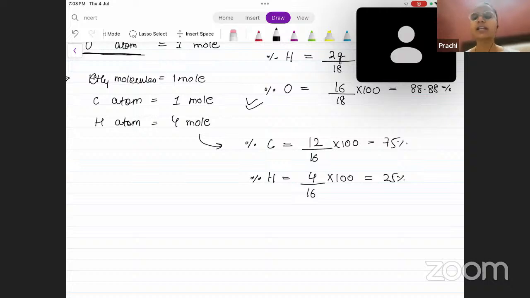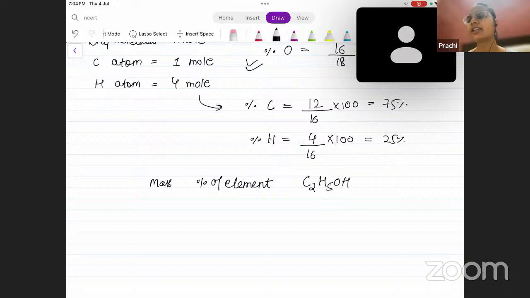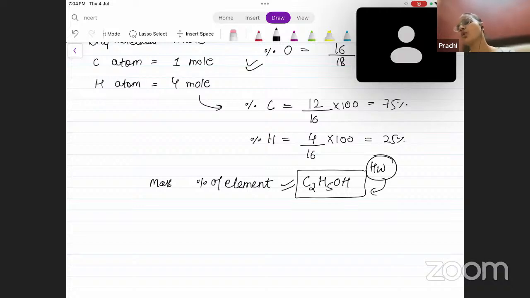So your homework is to calculate the mass percent of elements for C2H5OH, which is ethanol. So this is your homework, that you have to calculate the mass percentage of elements for ethanol, which is C2H5OH. I hope you will be able to do it.